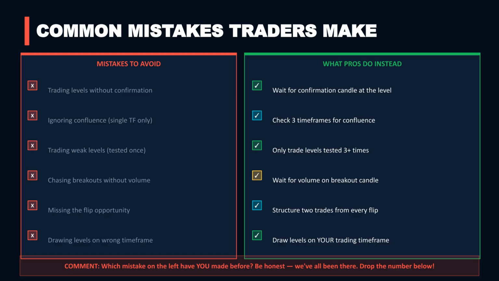A level that's only been tested once or twice? That's weak. Forget it. Fourth, chasing breakouts without volume. Price breaks a level but volume is low? That's a trap. Fifth, not accounting for the flip. They trade a breakout without considering that the old level will become resistance on bounce back. Sixth, wrong time frame. They draw support/resistance from the daily chart, but they're trading the 1 minute. That doesn't work. The pros? We wait for confluence. We wait for patterns. We wait for volume. We trade multiple signals aligning, not just one.